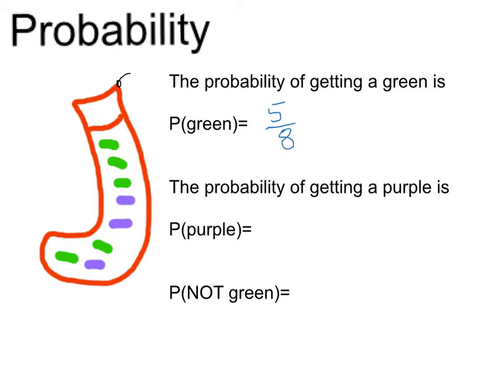So going to the next one, the probability of getting a purple. Well, we have 3 purples out of 8 in total.